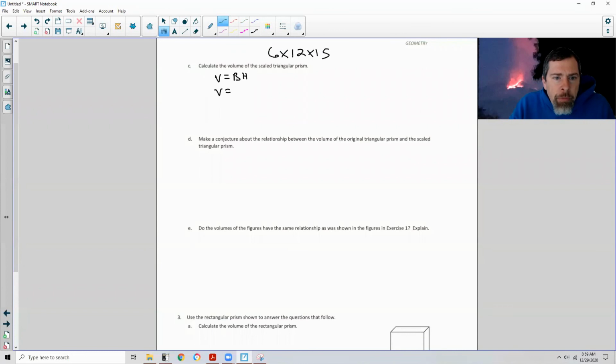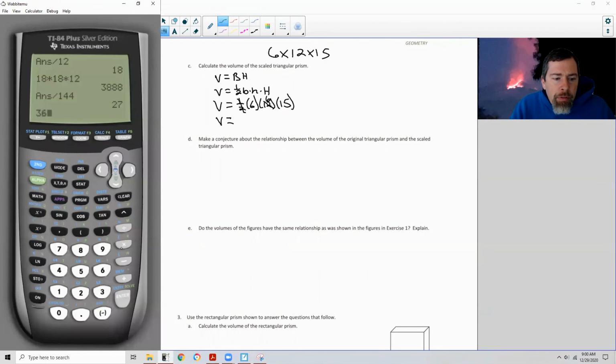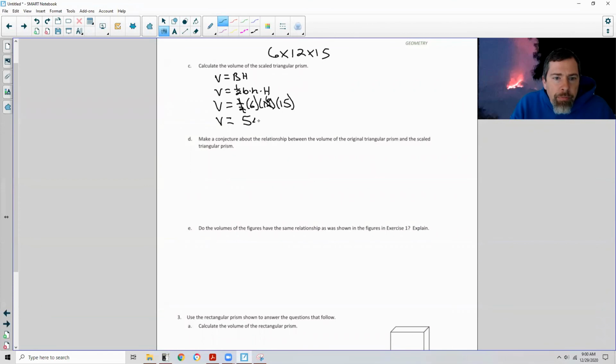The base is a triangle, so it's 1/2 the base times the height times the capital height, and the volume is 1/2 these values. Base is 6, height 12, height of prism 15. Let's get rid of the 1/2 by making that a 6. So the volume is 36 times 15, 540 units cubed.